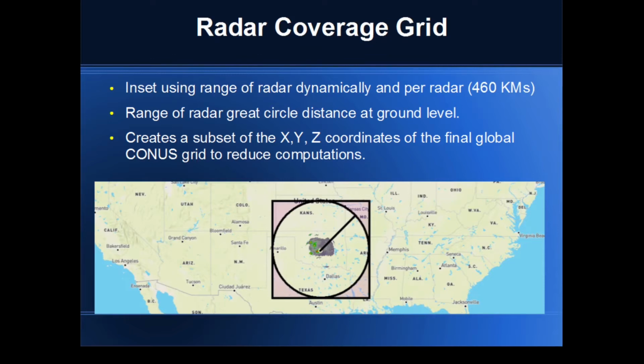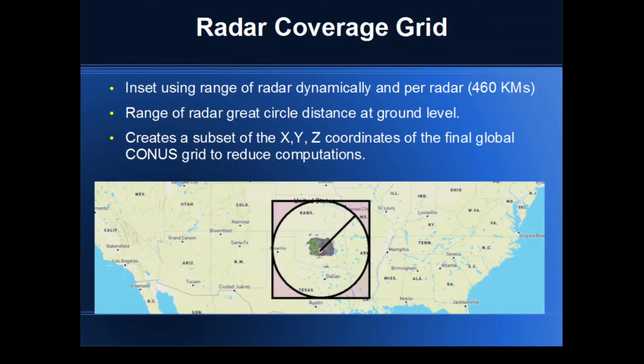So now, we will discuss all the details involved in the process. This may be obvious, but the very first thing we need to do is inset the global coverage grid to the area of the radar. Given a radar range such as 460 kilometers, we can use the Great Circle ground distance to create a bounding box within the larger coverage of all the radars.